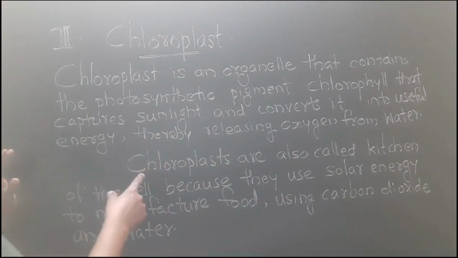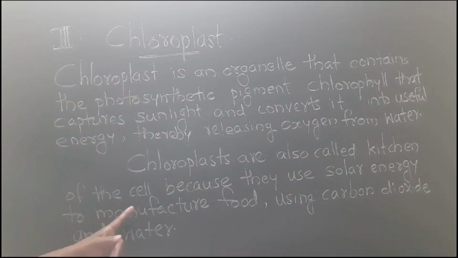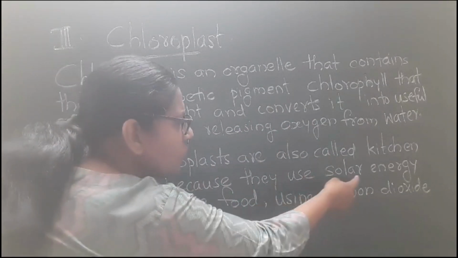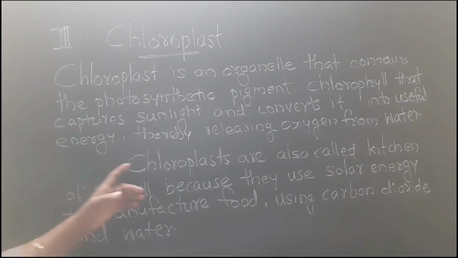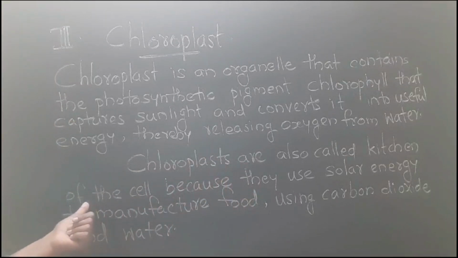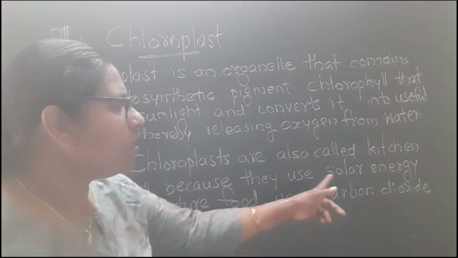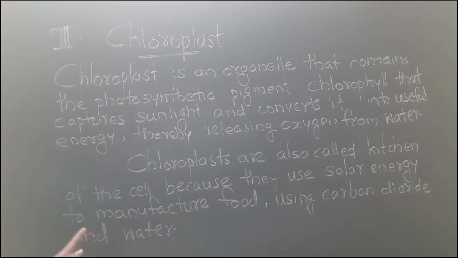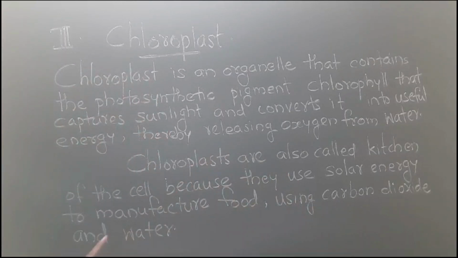Okay. And chloroplasts are also called the kitchen of the cell. Why is it called the kitchen of the cell? Because they use solar energy to manufacture food. Chloroplasts are called the kitchen of the cell, which is in the leaves. Why is it called that? Because it uses solar energy. For what? To manufacture food. Using what? Carbon dioxide and water.